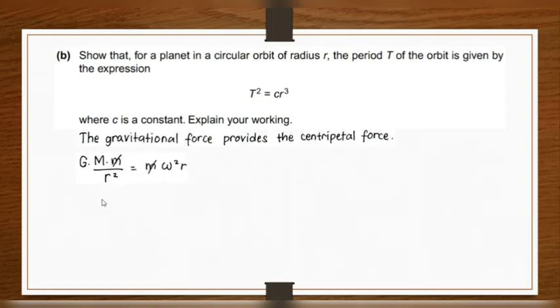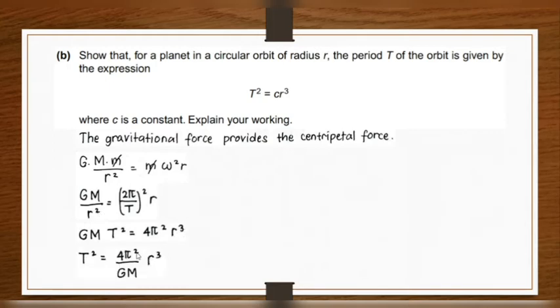So we have GM over r squared equals omega squared times r, where omega is 2 pi over period. So GM over r squared equals (2 pi over period) squared multiplied by r. So we have GMT squared equals 4 pi squared multiplied by r cubed. And that's where we get T squared equals 4 pi squared divided by GM multiplied by r cubed. And this is a constant. Pi is constant, G is constant, mass is the mass of the Sun, it is constant. So we can prove this expression.